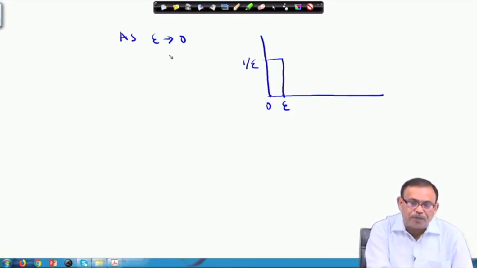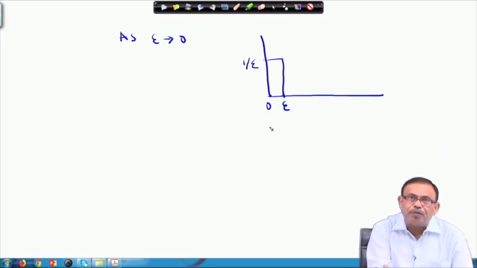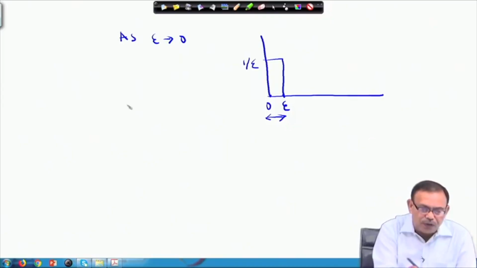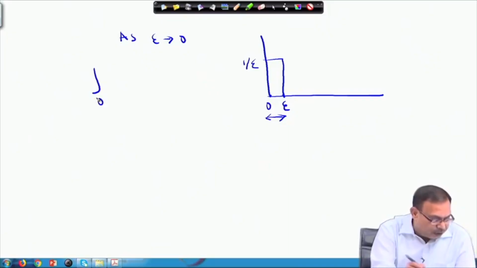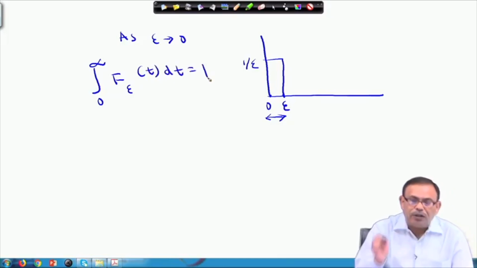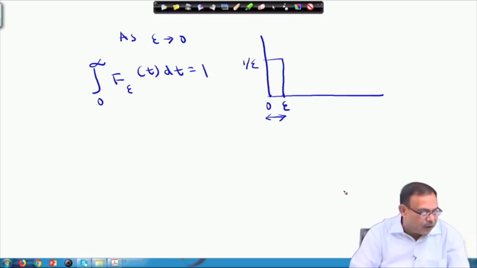So, please note, as epsilon approaches 0, the height approaches infinity indefinitely, and the width, meaning this epsilon value, decreases in such a fashion that the area is always 1. That is what we write as: as epsilon approaches 0, the integral from 0 to infinity of the Dirac delta function equals 1. The integral of f epsilon t dt equals 1, so the area always remains 1.